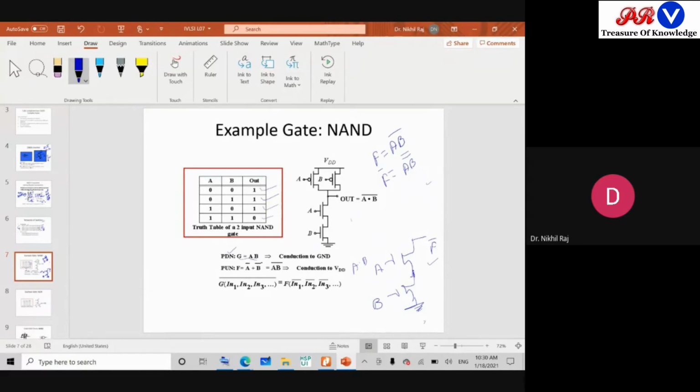So how do we realize it? F equals... we study the pull-down network. That means we will see that A and B are in series. So A and B in series gives A dot B, and since it is CMOS, it is complementary, so the output will be complemented. So A dot B complement is the answer here.